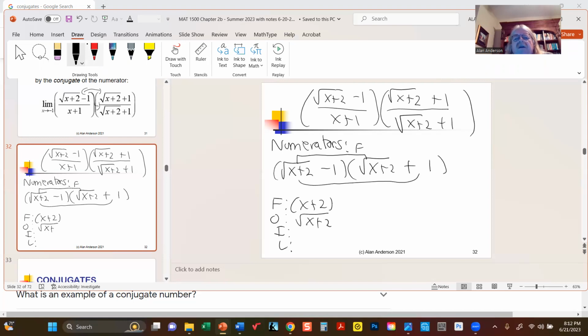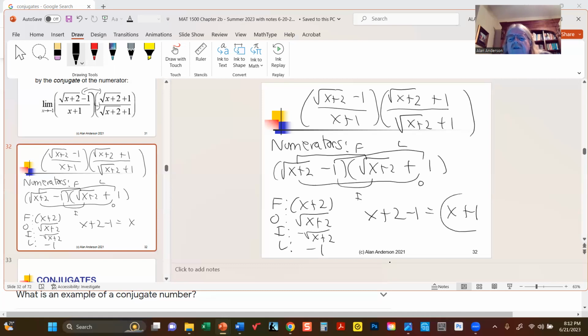The inner would be this one, which is negative radical x plus 2. And the last would be -1. By the way, the good thing about these conjugates is that when you multiply them together like that, the outer and the inner terms are guaranteed to cancel each other out. And that's, again, one of the reasons why we're doing this. So it means the numerator will simplify to x plus 1.